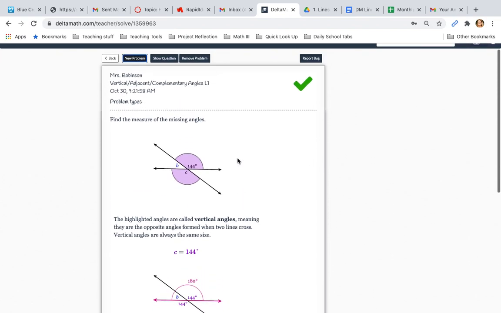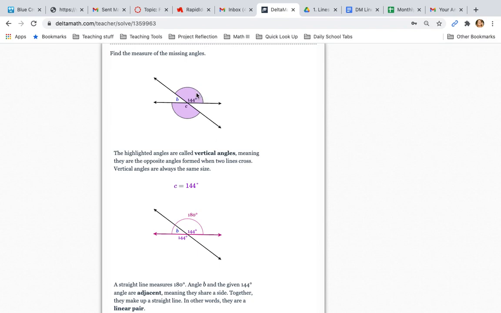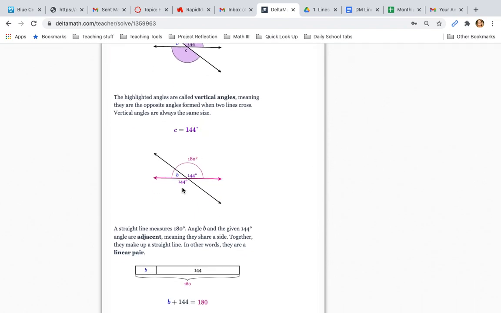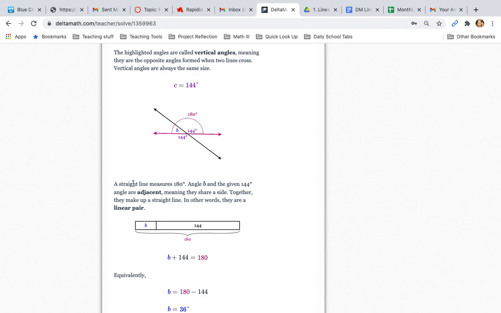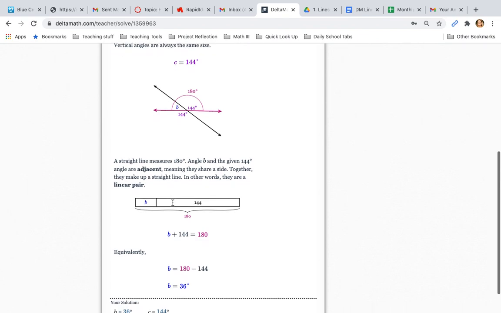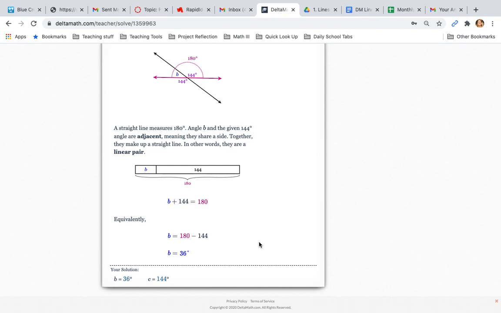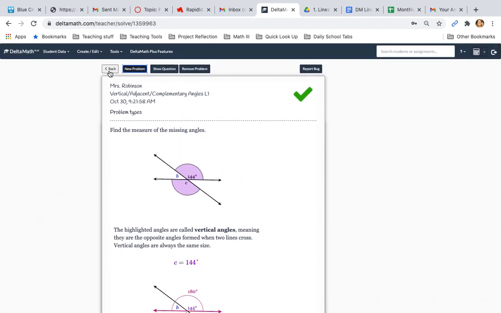So here, I love that they do this. The highlighted angles are vertical, meaning they are opposite angles formed when two lines cross. And they're always the same size, which is the same measure, 144 and 144. However, a straight line measures 180 degrees. Angle B and the given 180 are adjacent, meaning they share a side, and together they make up a straight line. In other words, they are a linear pair. They form a line together right here, this angle here and this large angle. That's what we mean by all that. So again, we're subtracting from 180 and get 36.